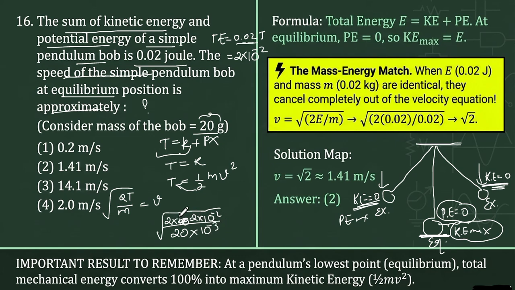So if we solve this, what will we get? 20 means 2 into 10. So in the numerator, 2 to the 4 into 10 raised to minus 2, and in the denominator, if we add up the 1 and 0 here, we'll get 2 multiplied by 10 to the power minus 2. So this 10 to the power minus 2 will get cancelled, and 2 to the 4, so we'll get root 2. The value of root 2 is approximately 1.41. So the correct answer is the second one. Okay. Thank you.